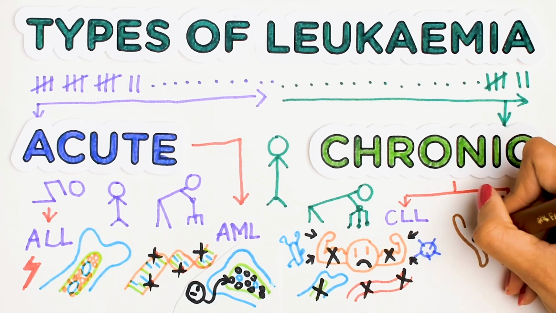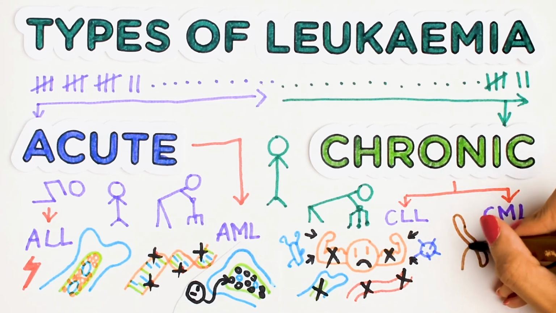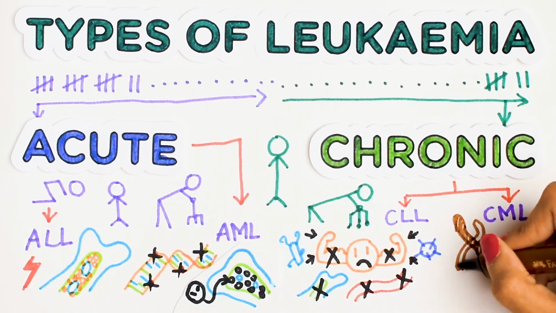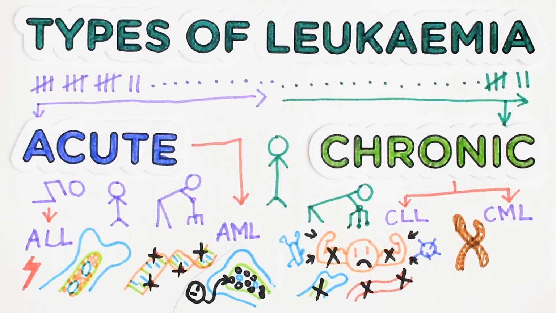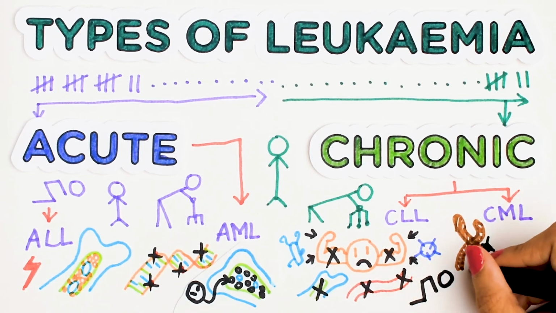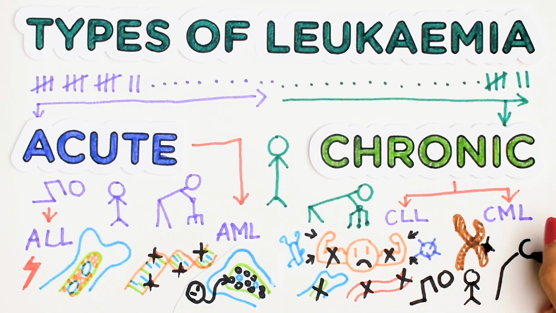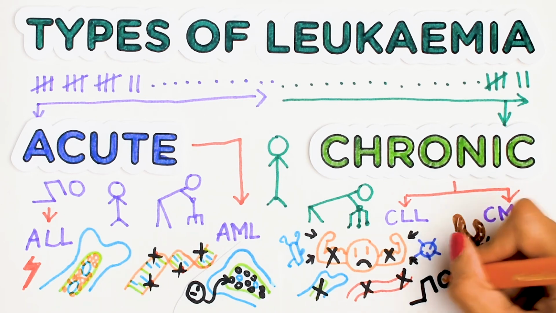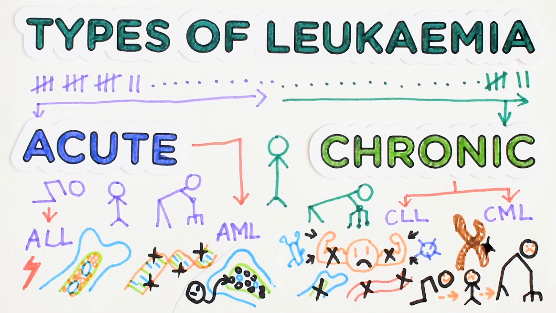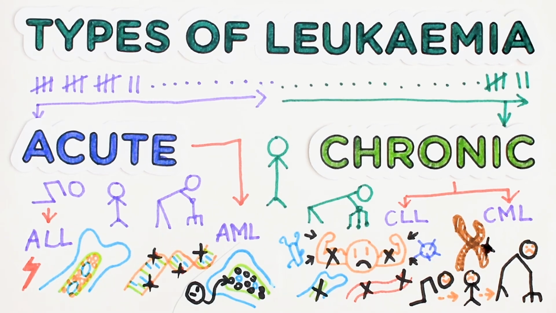Lastly, we have chronic myeloid leukemia, that is CML. Chronic myeloid leukemia, or CML, results in proliferation of white blood cells, predominantly granulocytes. The disease occurs due to a chromosomal abnormality known as the Philadelphia, or PH, chromosome. Since this is chronic, it tends to progress slowly. A person with CML can go months or even years without showing any symptoms.